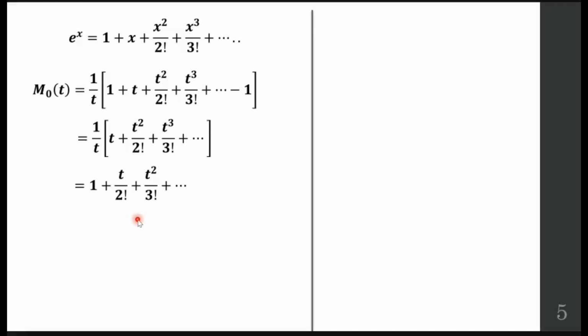t raised to 1 upon 1 factorial का coefficient है 1/2, t square upon 2 factorial का coefficient है 1/3, so t cube का हो जाएगा 1/4. So what is the coefficient of t raised to r? It will become 1/(r plus 1). ये क्लियर है?